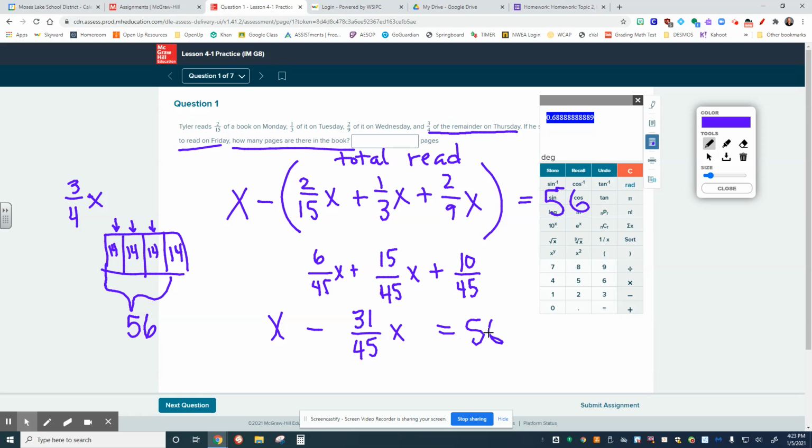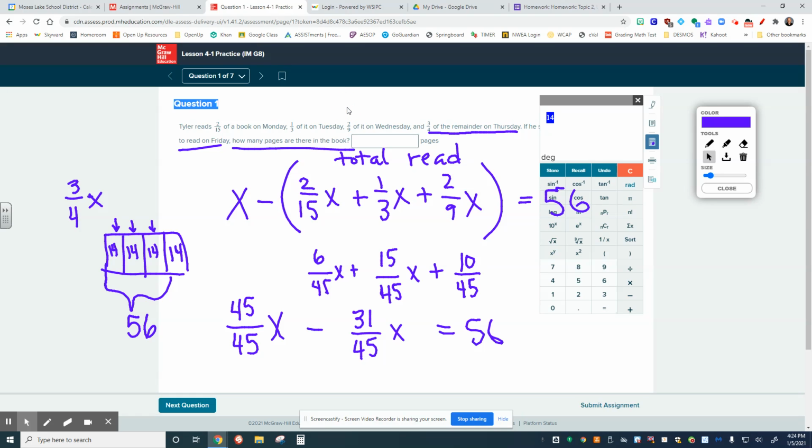There might still be a little bit of stress on this, but I have a way of helping us out with this one. I know this is 1x right here, but 1x doesn't really help me. What would really help me is if I had a fraction that was equal to 1 and had a common denominator. Because these are like terms, they both have an x being multiplied. And now what I can do with this is just take 45 45ths and subtract 31 45ths. So we can go 45 minus 31 is equal to 14.